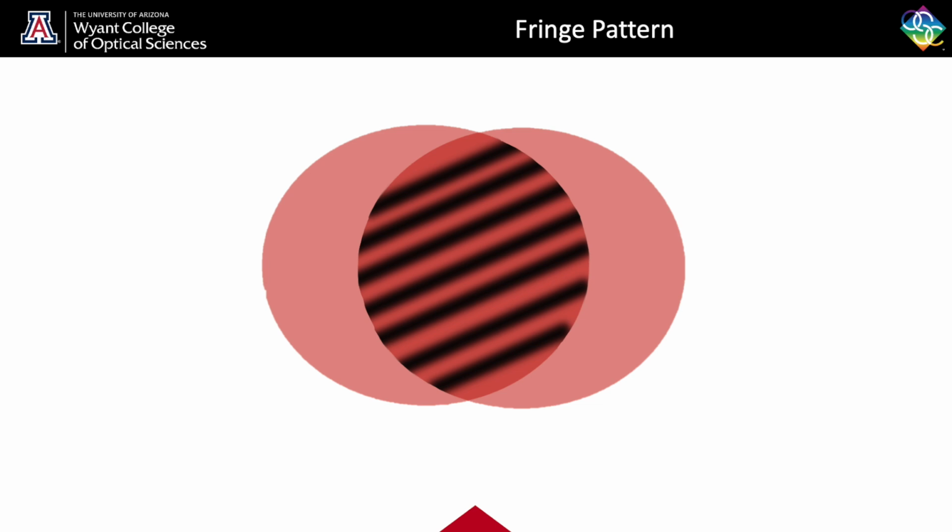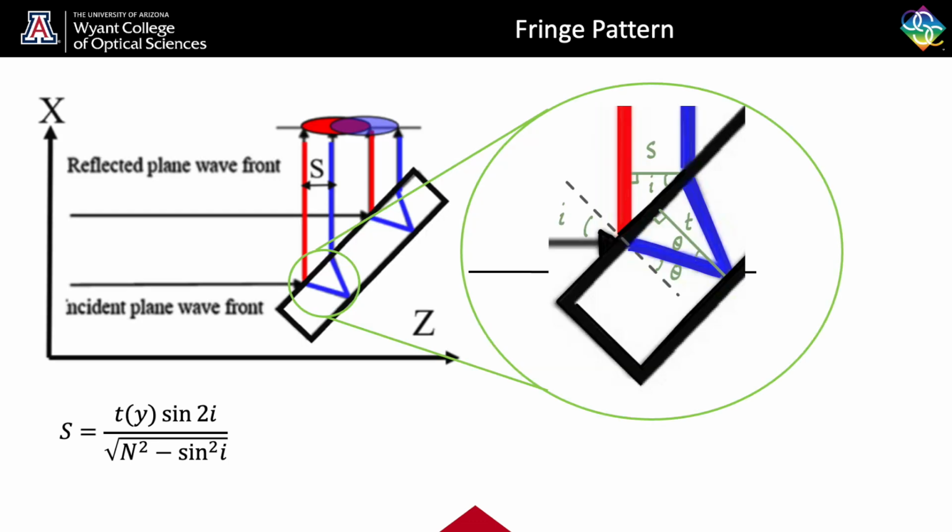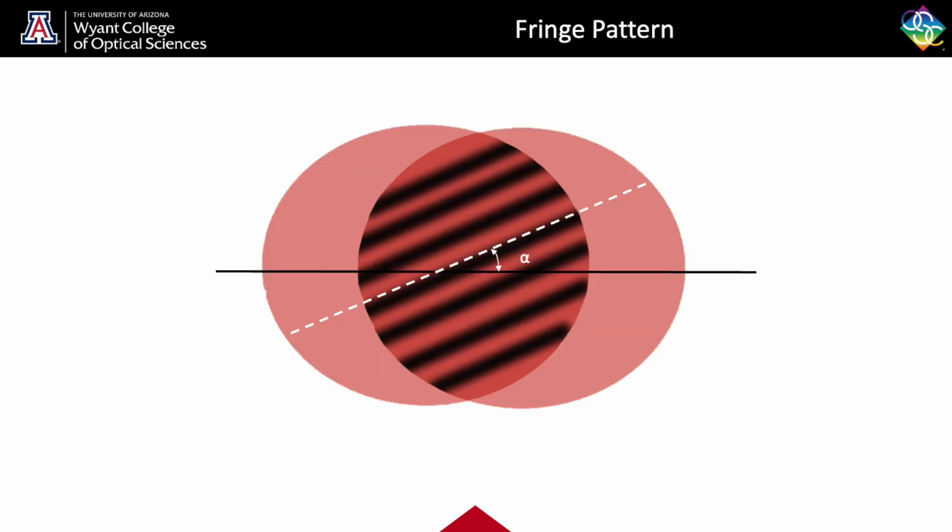But first, we need to measure three things. The shear distance S is the distance between the edge of one beam and the overlapping beam region. It can be derived from Snell's law and trig, and only depends on the plate parameters like incidence angle I, index N, and thickness T, which for a wedge shear plate is a function of Y. The fringe angle alpha depends on the OPD difference in the x and y directions.